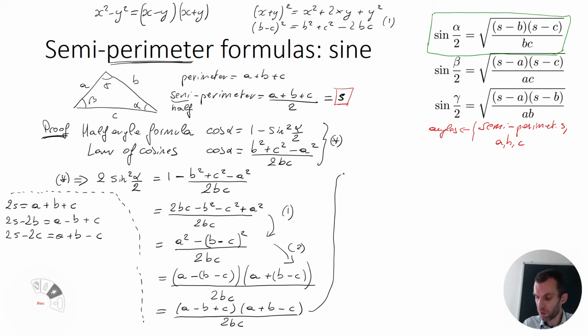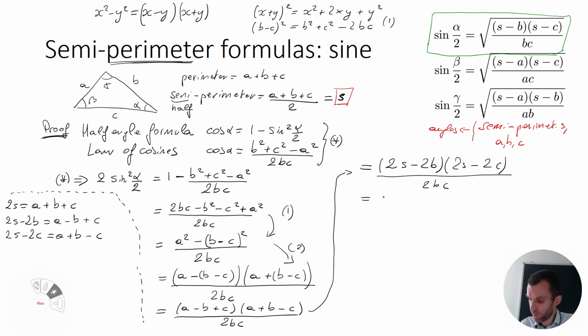So then if I continue over here on the right hand side, what that gives me is 2 times s minus 2 times b, 2 times s minus 2 times c divided by 2bc. And now if I get rid of some of these factors of 2, I can write this as 2 times (s minus b)(s minus c) divided by b times c.